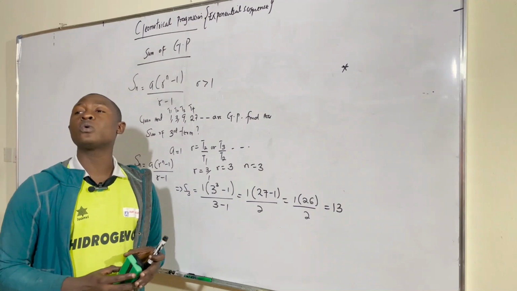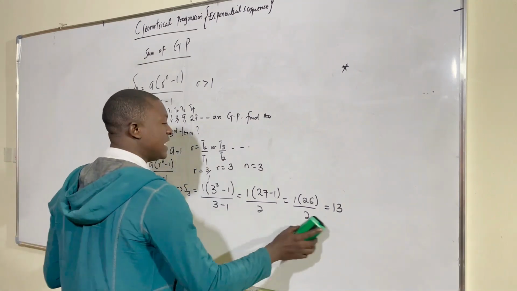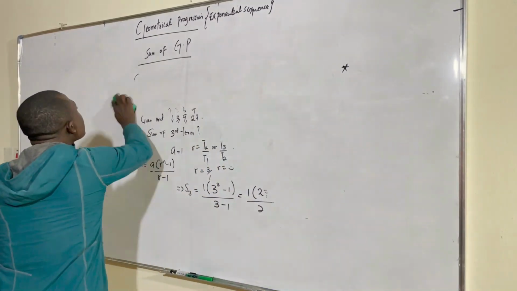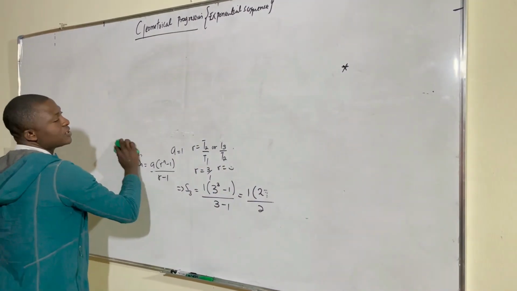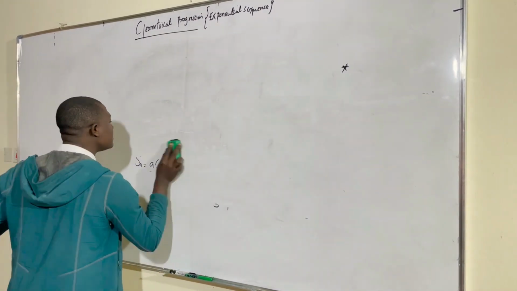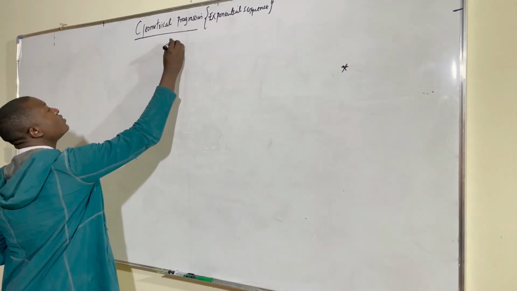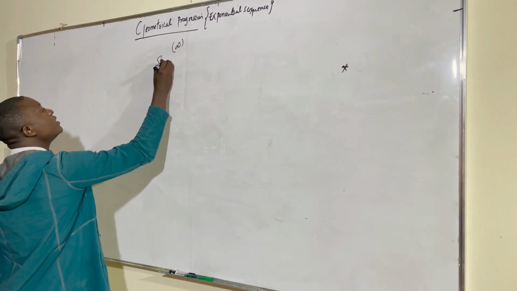We still have another one called sum to infinity. So let's add that one too. Sum to infinity. When you say infinity, what does that mean? When things have no end. So sum to infinity. In mathematics, we use this symbol for infinity.